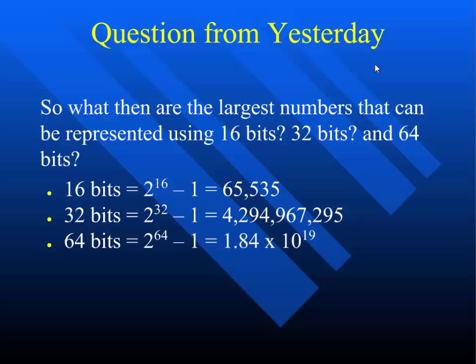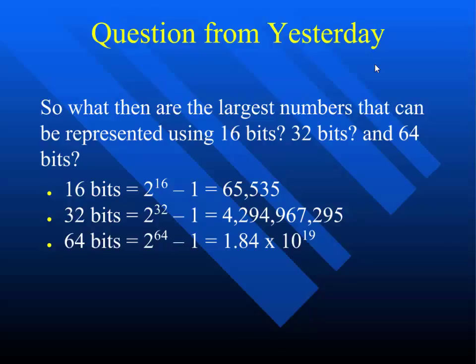What then are the largest numbers for these different sets of bits? Remember the equation was 2 to the n minus 1, where n is the number of bits. So if you have 16 bits, it's 2 to the 16th minus 1. If you put that into a calculator, that's 65,535, which is a pretty big number.